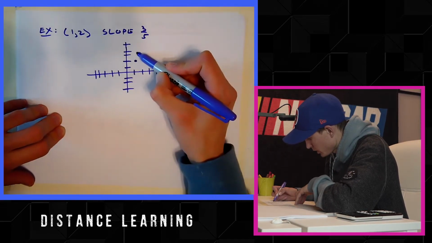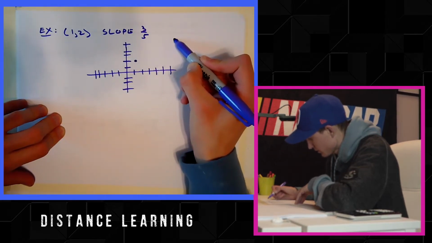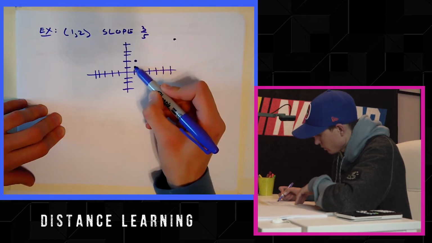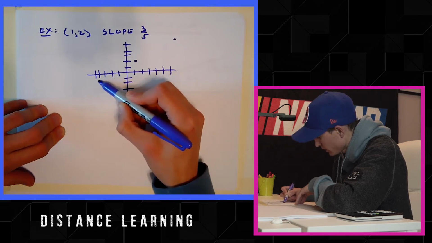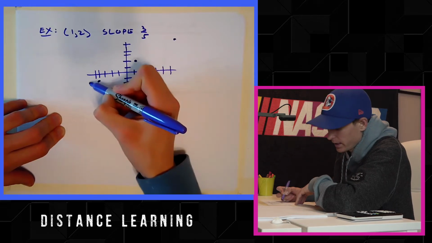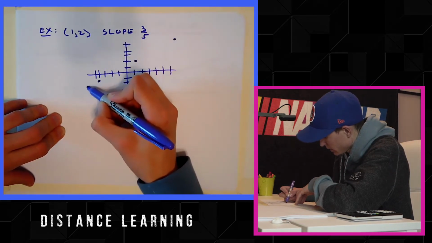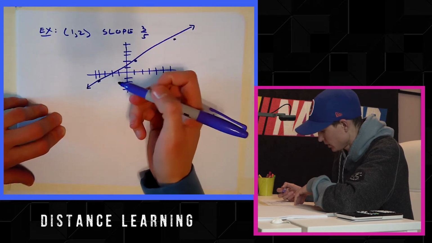I go up 1, 2, 3 over 1, 2, 3, 4, 5. I put a dot. If I go down 1, 2, 3, and over 1, 2, 3, 4, 5, I get another point. Remember, because negative divided by negative is still positive. Wow, that was the straightest line of my life.